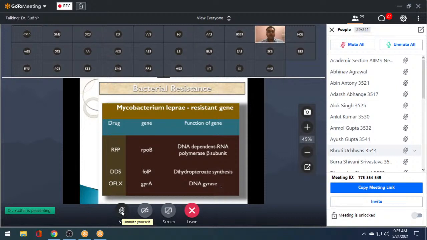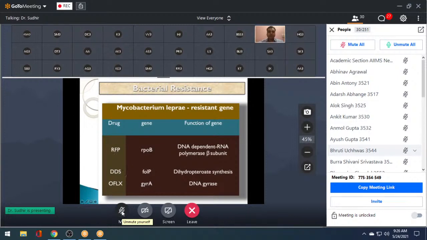So we have seen the different drugs that are effective in case of Mycobacterium leprae. And drug resistance to this group of organisms is quite prevalent in our society nowadays, in India. So we'll see which genes are responsible for resistance to particular groups of drugs. Rifampicin resistance is because of the rpoB gene, the DNA-dependent RNA polymerase beta subunit. If it is mutated in Mycobacterium leprae, then the organism will be resistant to the rifampicin group of drugs.